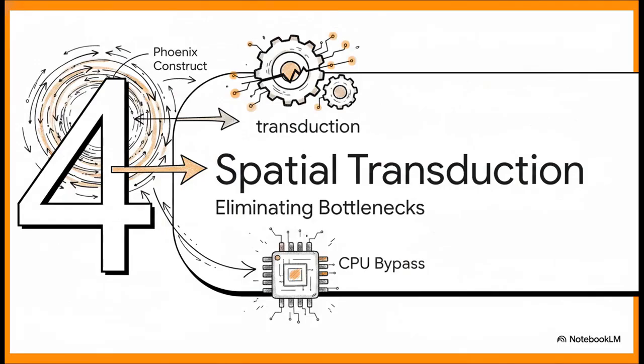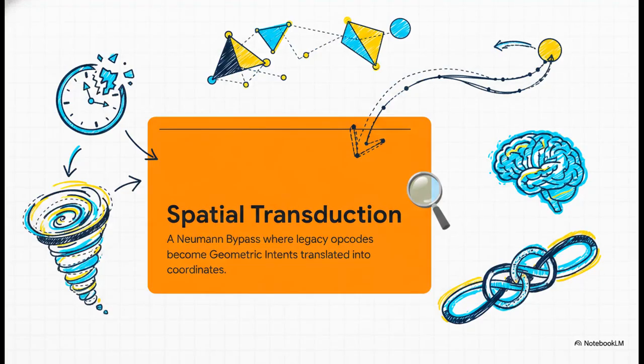All right, part 4, spatial transduction and CPU bypass. Let's talk about eliminating that bottleneck. So you might be wondering, if we've thrown away traditional clock cycles, how on earth do we process commands? Through something called spatial transduction. This acts as a massive CPU bypass. Legacy opcodes, those basic instructions a CPU blindly reads step by step, are no longer viewed as commands to execute. Instead, they become geometric intents, translated into coordinates within the manifold. The system recognizes that the answer to the logic already natively exists in the mathematical space, so you just point to it. No calculating required.